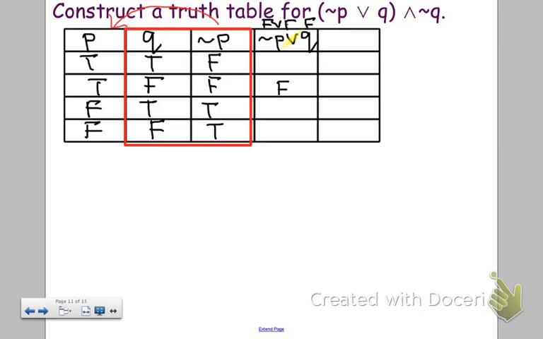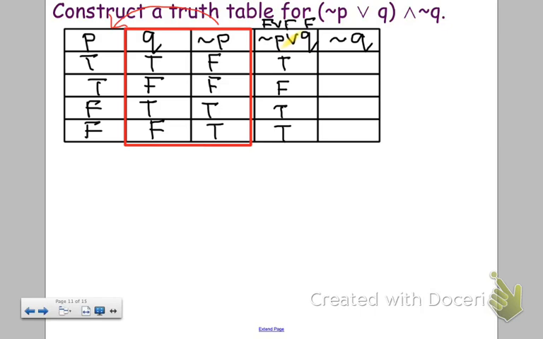If I look at the third row of Q and not P, I have true and true. Nope, that's not it. If I look at that fourth row, I have false and true. That's not it. So the only row that gave me false or false is false is that second row. Everything else, that first, that third, and that fourth row, I'm going to fill in with true. Okay. Now, if I look outside of those parentheses, I still need a not Q, and I haven't made a column for not Q yet. So let's make that fifth column not Q.